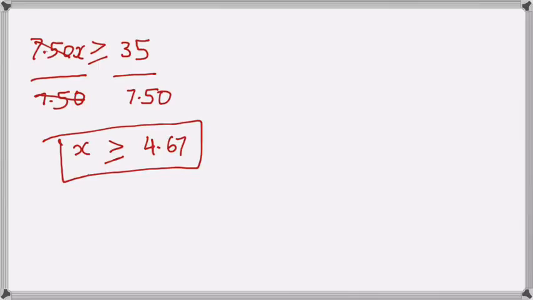But I'm assuming that wherever this person works, he or she has an option to work less than an hour, and therefore I'm assuming that he has the option to work 4.67 hours and he can make $35. Really the answer is, in order to make more than $35 or equal to $35, he should work 4.67 hours or more.